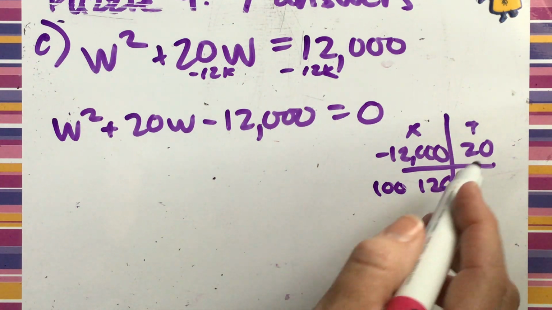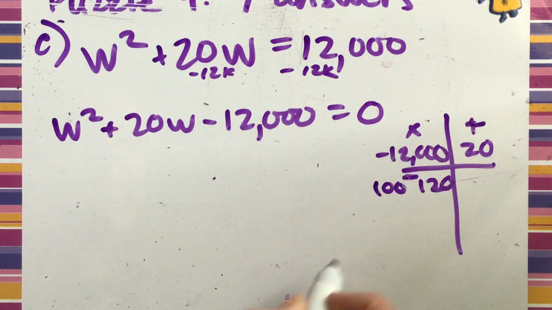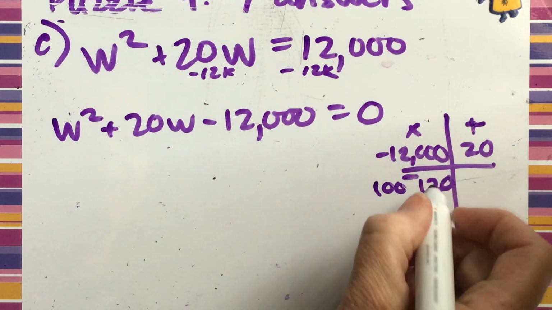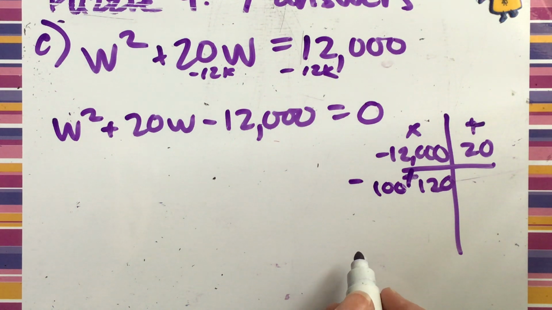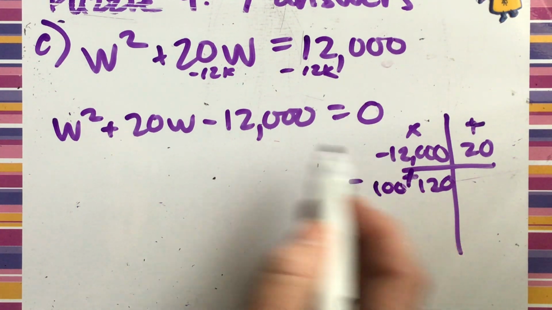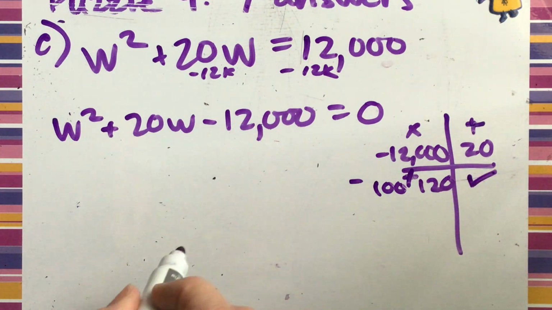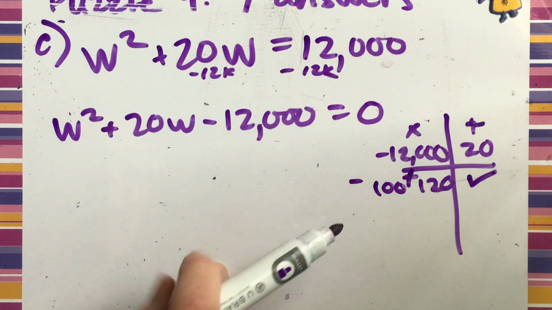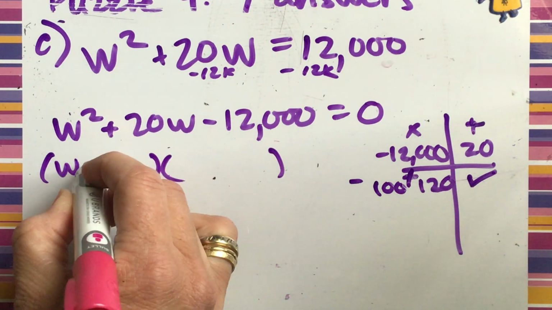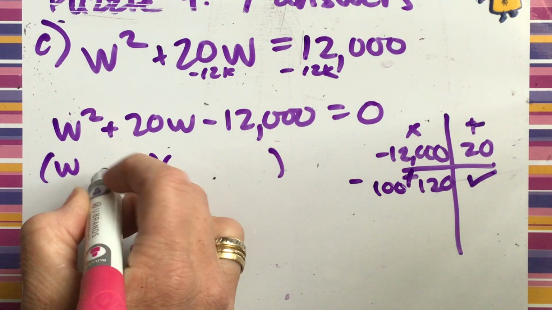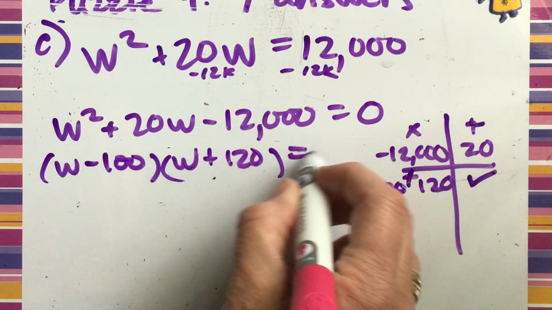Let's see. Well, it's a positive 20, so they, oops, well, okay. One factor has to be negative, but the middle term is positive, so the larger factor is going to be positive. So let's write this in the correct format. So I have W minus 100, W plus 120 equals 0.